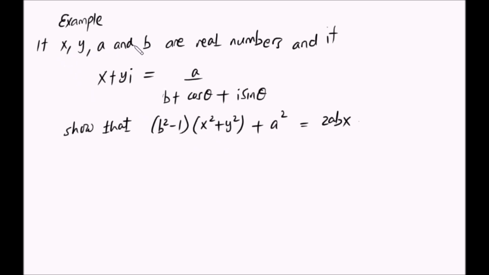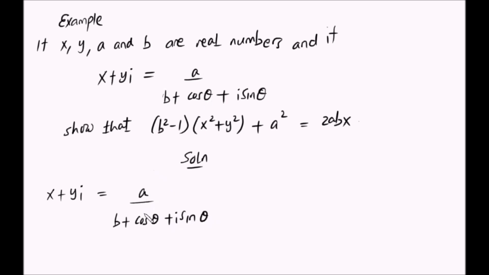It says if x, y, a and b are real numbers and if x plus yi is equal to a over b plus cos theta plus i sin theta, show that b squared minus 1 times x squared plus y squared, and then this product now plus a squared is equal to abx. So we start here. This is x plus yi is equal to a over b plus cos theta plus i sin theta.